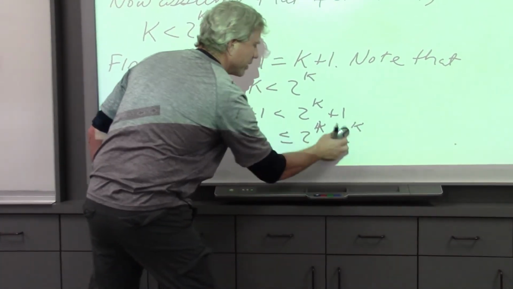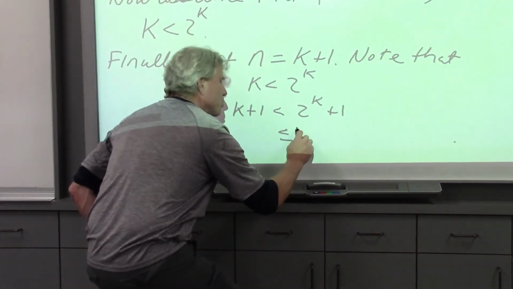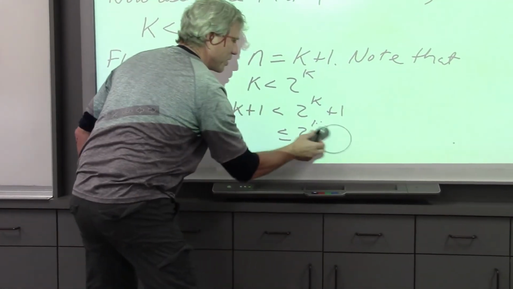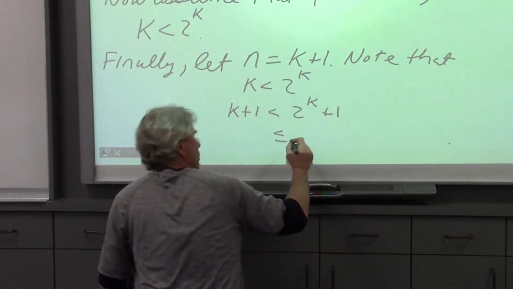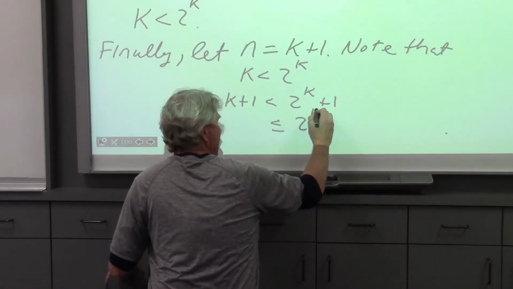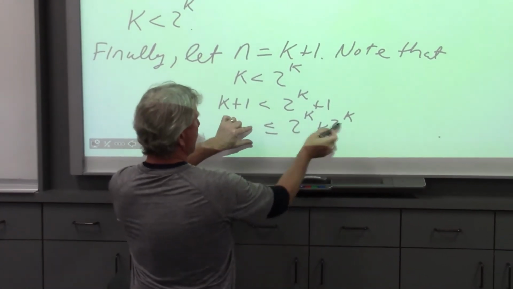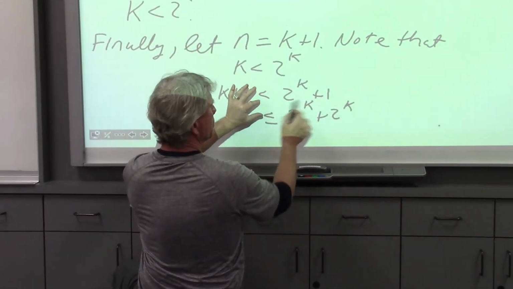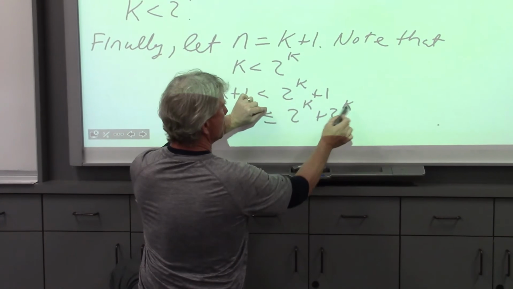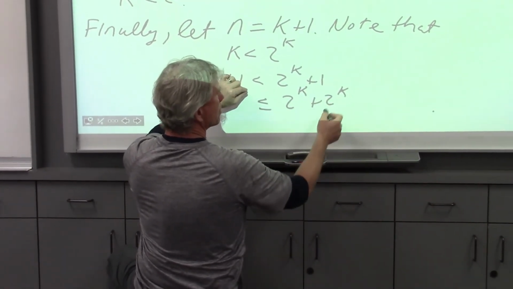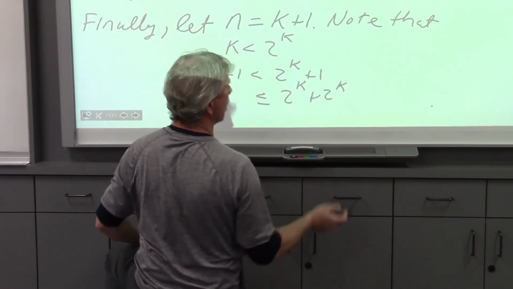2 to the k plus 2 to the k. So this statement will be greater than or equal to the previous statement because 2 to the k is going to be larger than 1 as long as k is greater than 1.